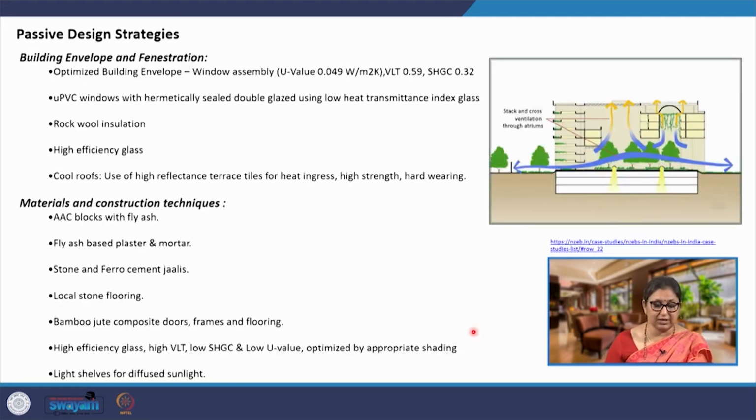Another very interesting thing, before I move to MEP, is the building envelope and fenestration design. The building envelope, window assembly, the glass that has been used, the insulation in the walls, all those passive design strategies have been correctly implemented here. And when we are talking about material and construction, AAC blocks with fly ash. So, a lot of discarded waste material has been used, fly ash based plaster and mortar, then stone and ferrocement jalis have been used, the flooring has been done in locally available stone, bamboo jute composite doors.